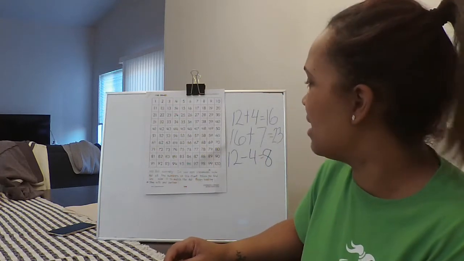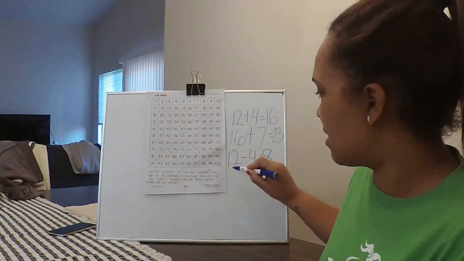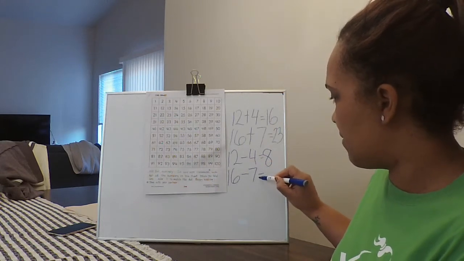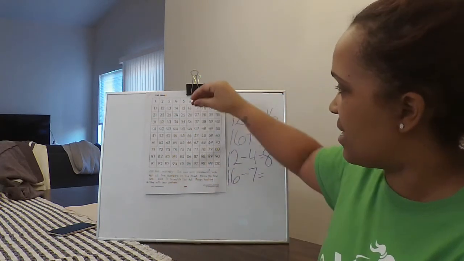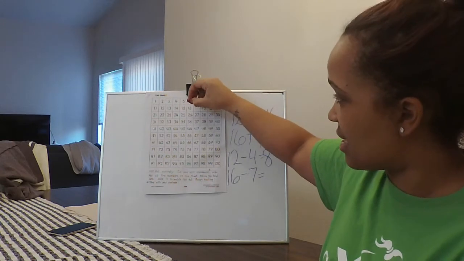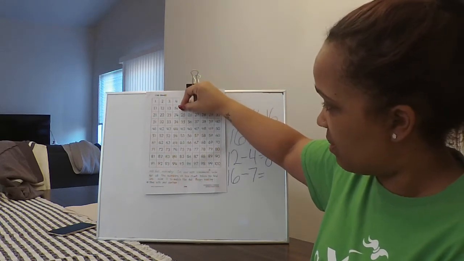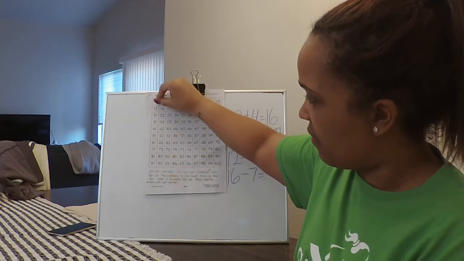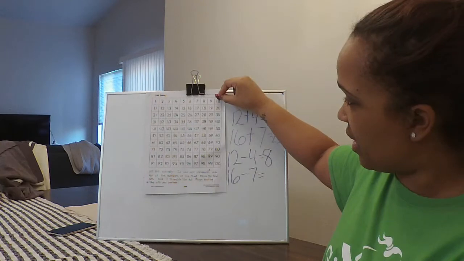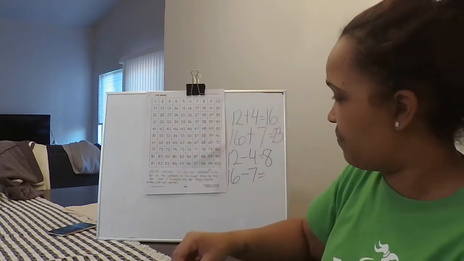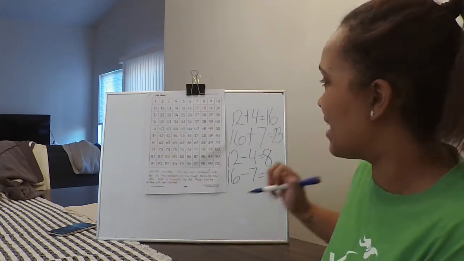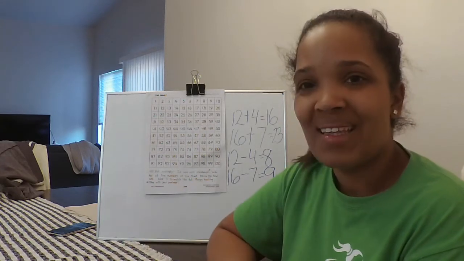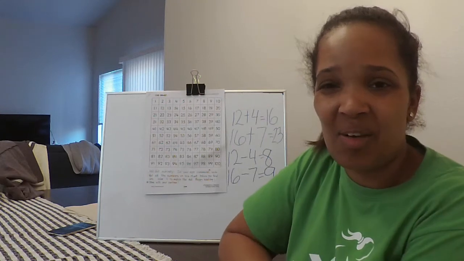Here's the next one. 16 take away 7. I find the 16 and I count backwards 7 spots. 1 spot, 2, 3, 4, 5. Remember to jump all the way back over here. 6, 7. 16 take away 7 is 9. That's how we use the 100 chart to help us solve math problems.